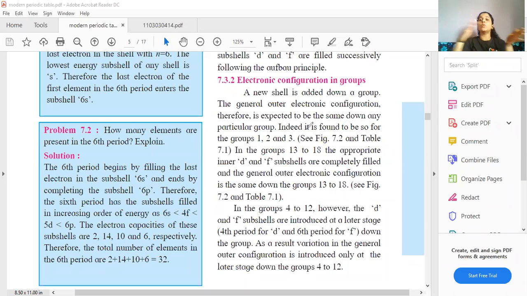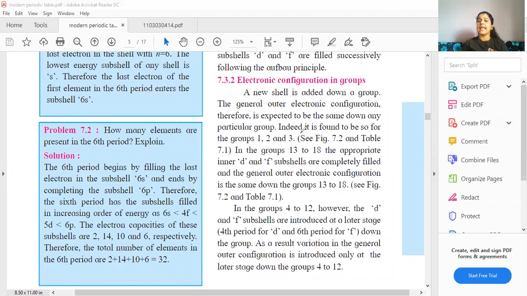Okay, fine. When you move across the period, electrons are added to the same shell. When you move down the group, electrons are added to the new shells. This is what you must have learned before as well. The general outer configuration, therefore, is expected to be the same down any particular group. Now, students, what is this general electronic configuration? We'll get to that. Don't worry about it.